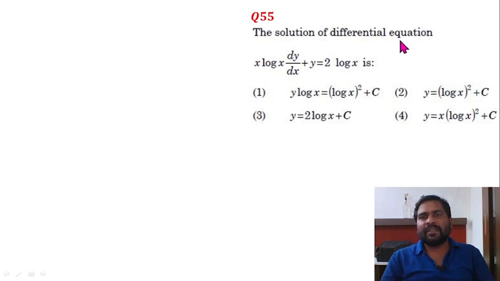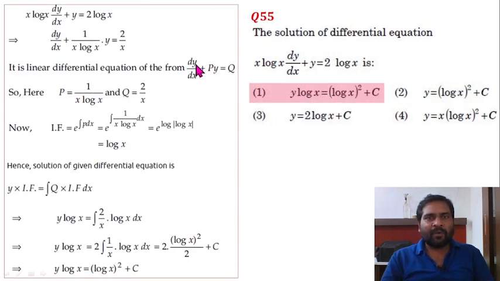Question 55. The solution of the differential equation x log x dy by dx plus y equal to 2 log x is. Transform this equation in the form dy by dx plus Py equal to Q. After comparing, P equal to 1 divided by x log x and Q equal to 2 by x. The integrating factor is e raised to power integration P dx, equal to log x. The final solution is y into integrating factor equal to integration of Q into integrating factor dx. Here Q equal to 2 by x, put it and solve it. Option A is going to be correct: y log x equal to (log x) whole square plus c.